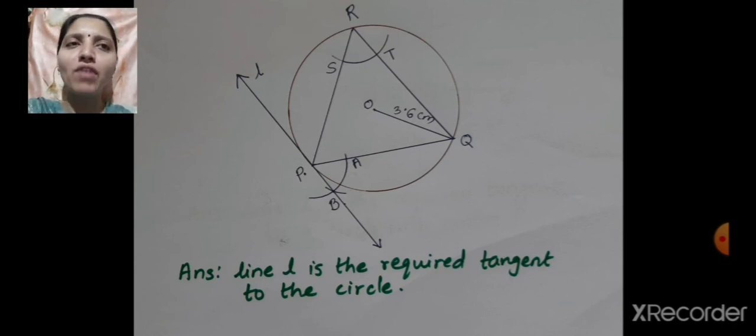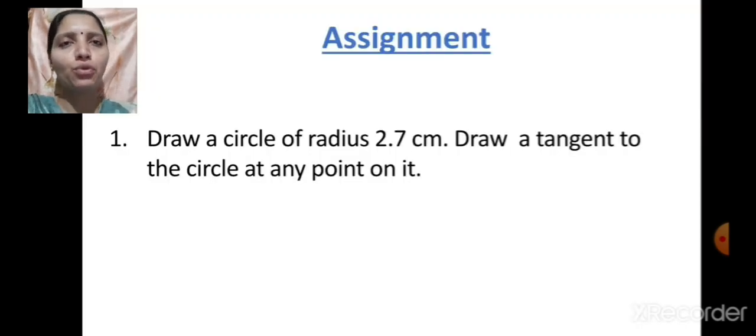So I hope you all have understood this. Now steps of constructions are given in the textbook. You can read those steps and accordingly you can draw the figure. Okay. So today we learn two constructions. In the first construction we learn how to draw a tangent to the circle at any point on it, and in the second construction we have learned how to draw a tangent to the circle without using the center. Okay, in the first sum we have used the center to draw the tangent, and in second sum we have drawn the tangent without using the center.